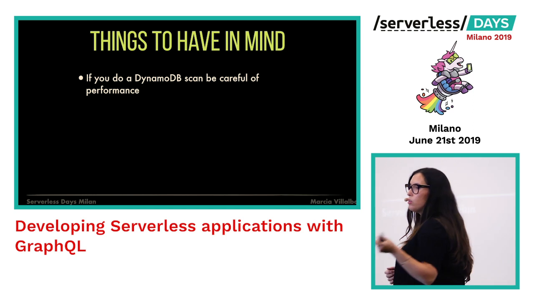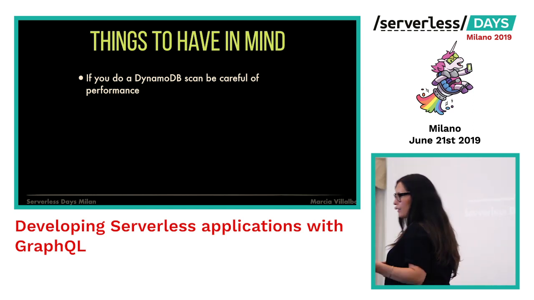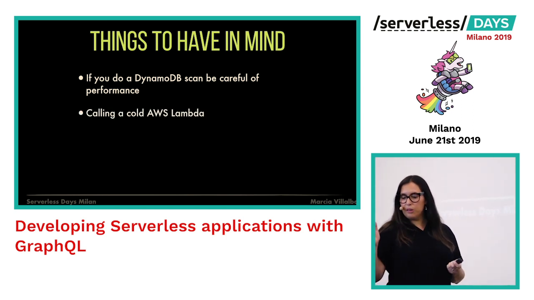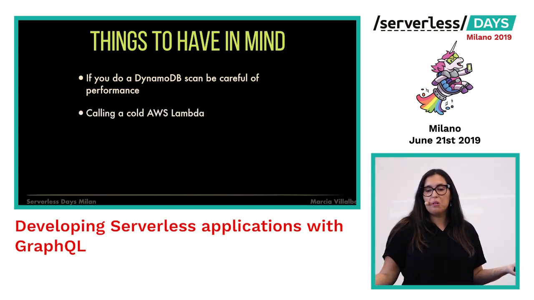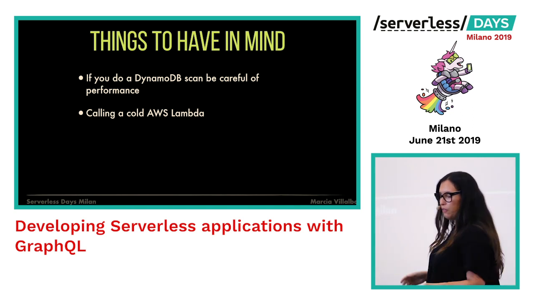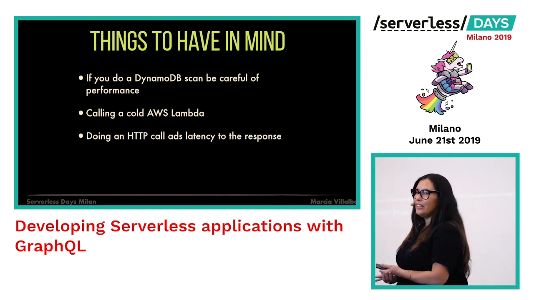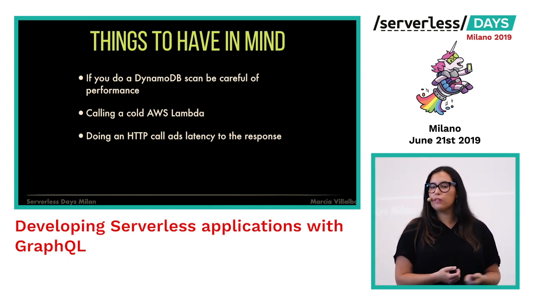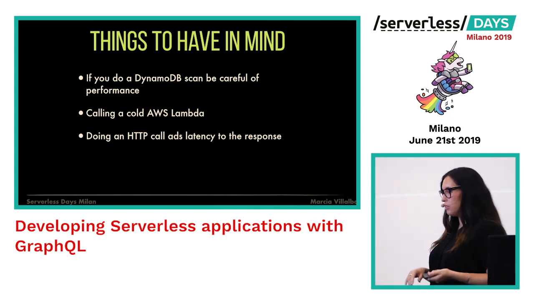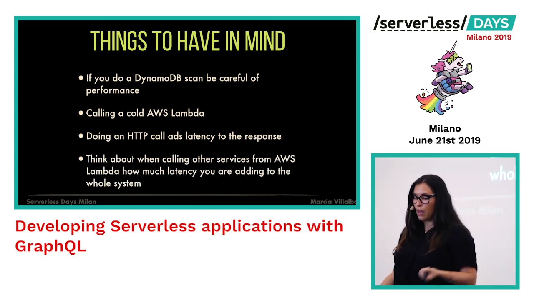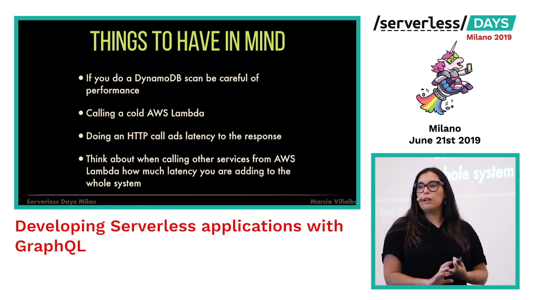Things to have in mind. If you're using Dynamo, don't do scan. That's not a good idea, so please don't do it. It's very slow. People complain about calling Lambdas. I never had that problem, but I'm just transferring the information. Doing an HTTP call will add some latency because you are connecting to the internet, so be aware of that. Don't expect magic things to happen. There is time and distance in the world. And try to learn how to use Velocity templates.